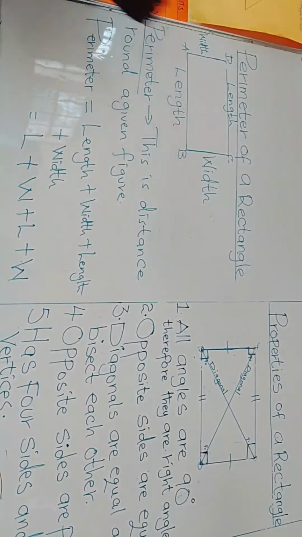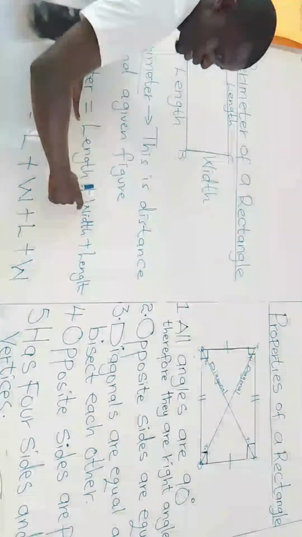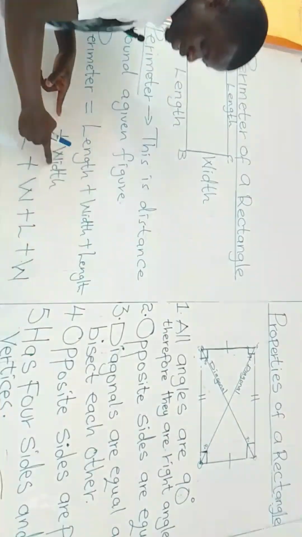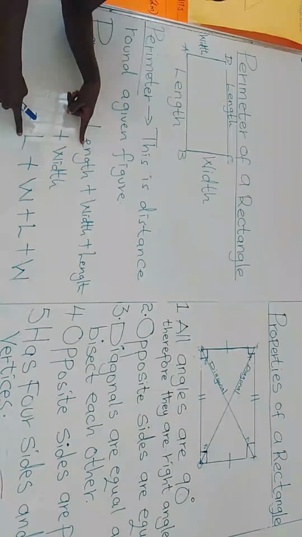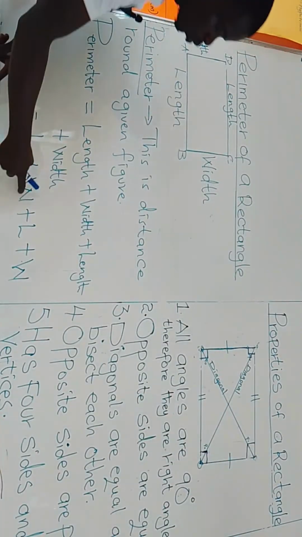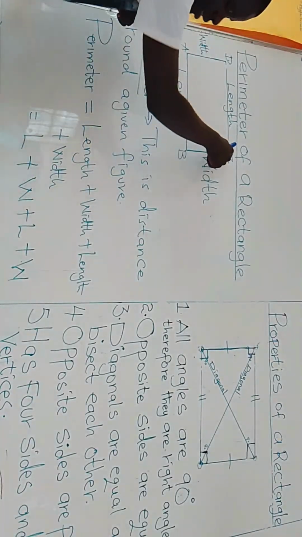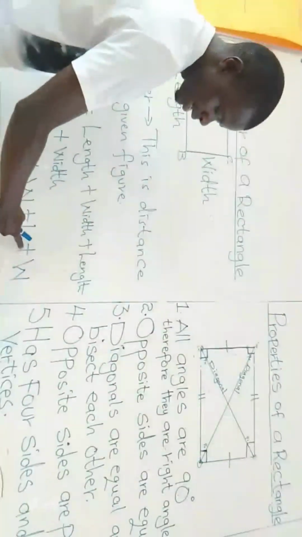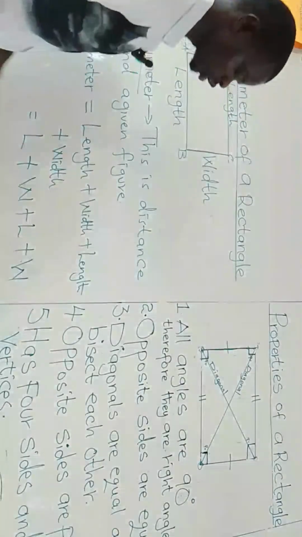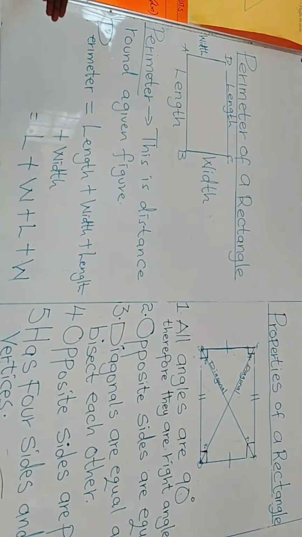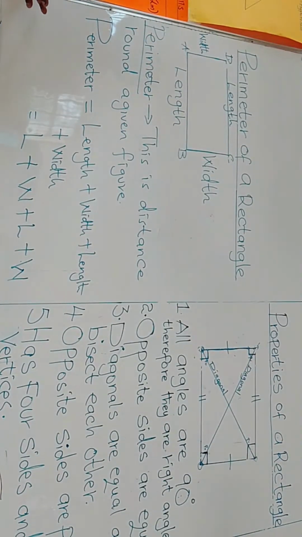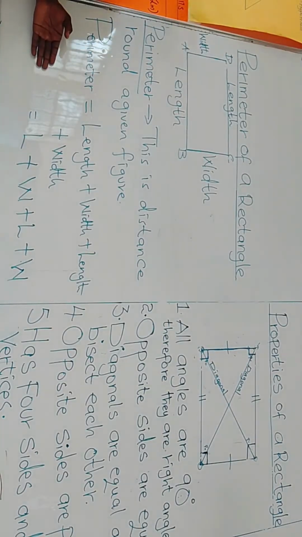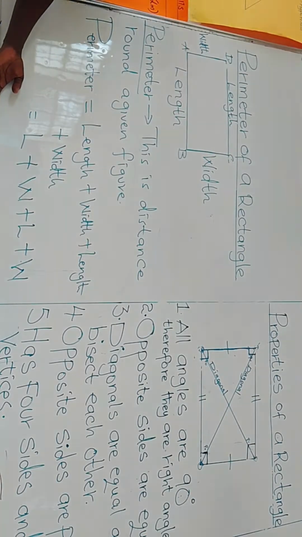The perimeter of the rectangle that you're having here is length plus width plus length plus width, where L represents the length and W represents the width. So if you sum up everything, then you'll end up getting the perimeter. This procedure you can use for grade 4, or if you feel that one suits you best, you can still follow this one.